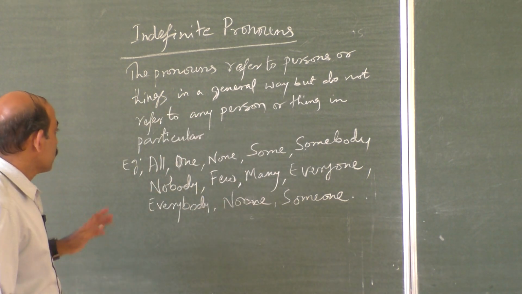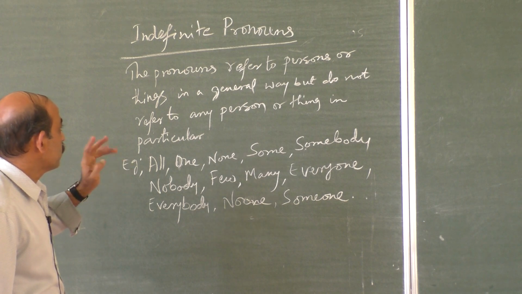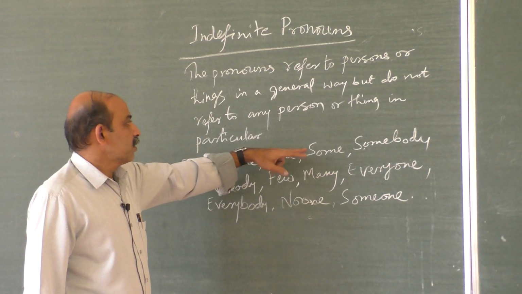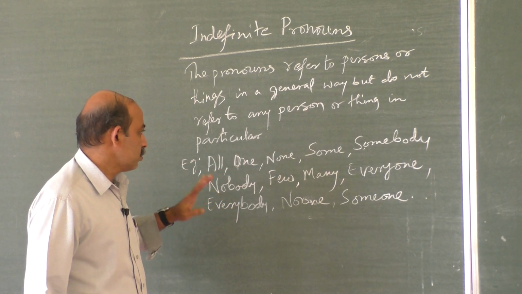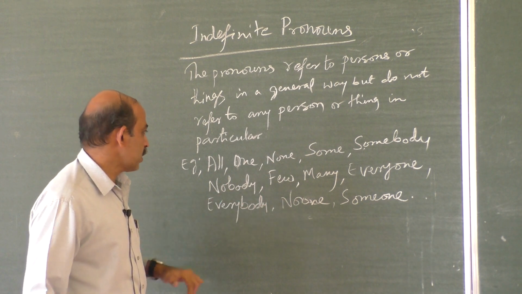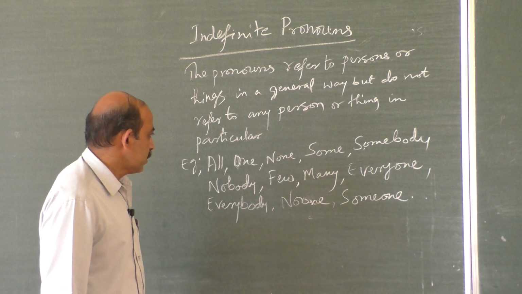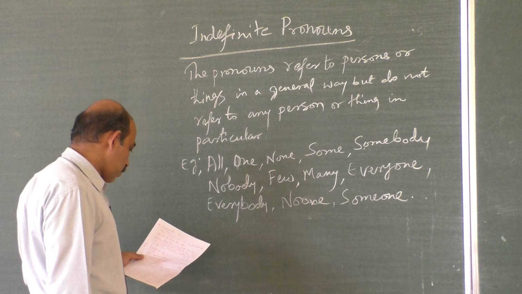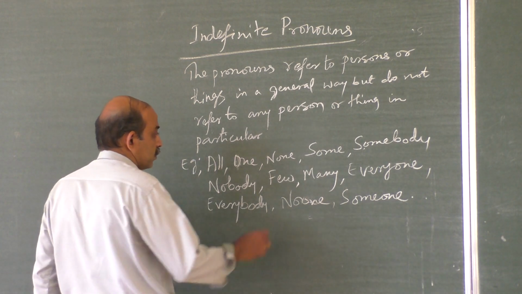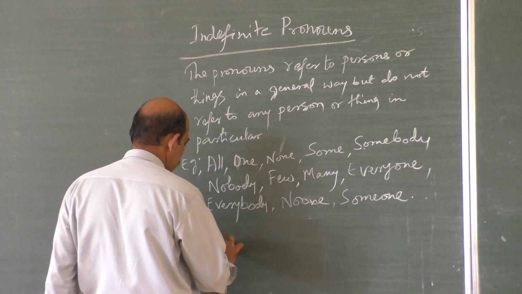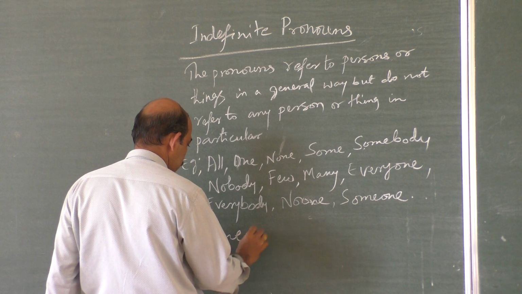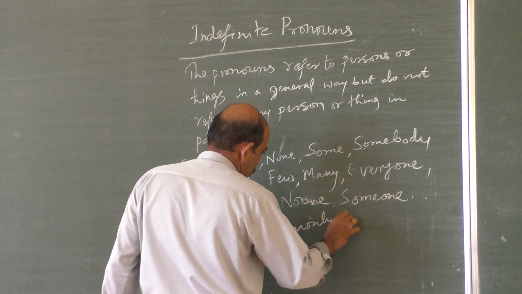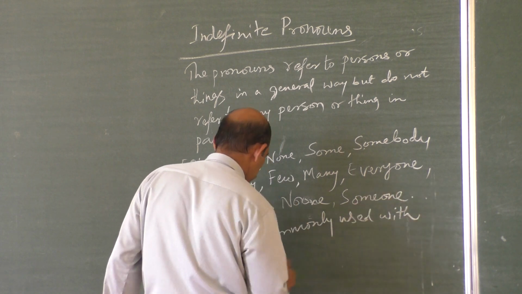Most of the time we use these pronouns, and these pronouns refer to persons or things in a general way but do not refer to any person or thing in particular. So: all, one, none, some, somebody, someone is also available, nobody, no one is also available, few, many, everyone, everybody. These are the very common pronouns available. And remember that in the case of none, commonly it is used with a plural verb. This is something special that the grammarians say.